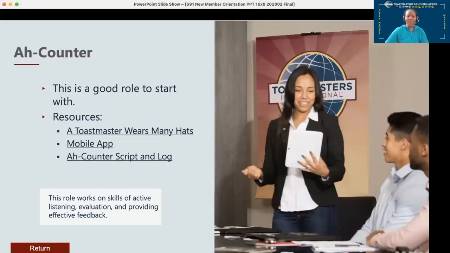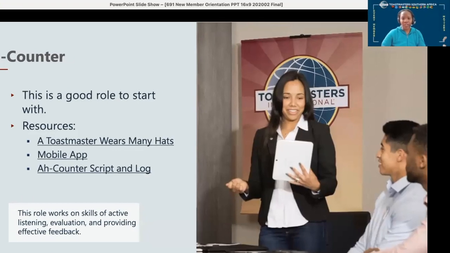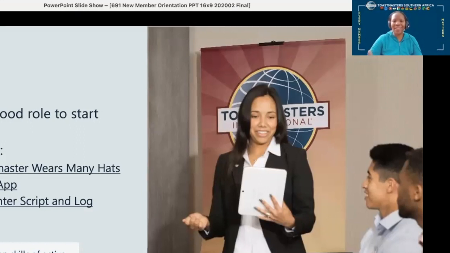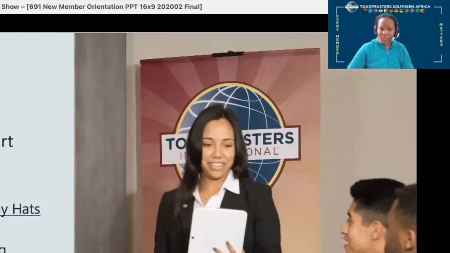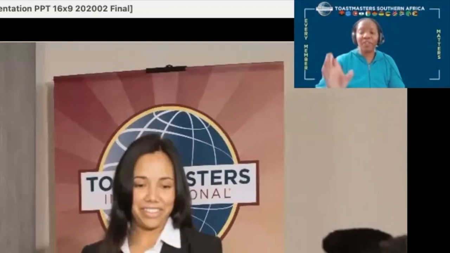Our counter. In some club meetings, they have the grammarian and our counter doing the same role. However, they listen out for different things. So it's great when they are separate people doing different roles. So I've mentioned what the grammarian focuses on. The our counter listens out for the filler words.